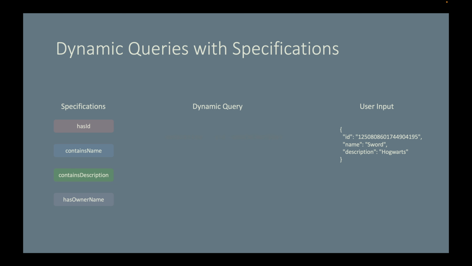Next example. If the user provides ID, name, and description, the dynamic query will use the first, second, and the third specification, and combine them into one complex specification using the logical operator AND. So the key concept here is that we can construct a query programmatically at runtime based on the user input, hence the name dynamic query. This makes the code cleaner, maintainable, and scalable. With that, let's go to IntelliJ and implement dynamic queries with Spring Data JPA specifications.